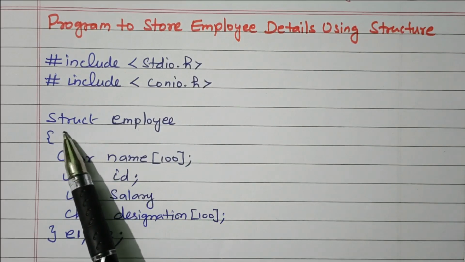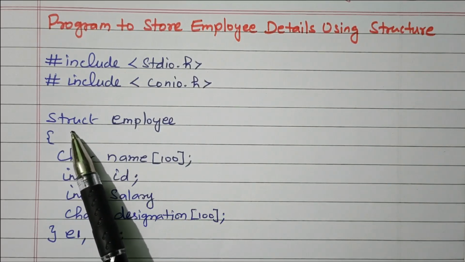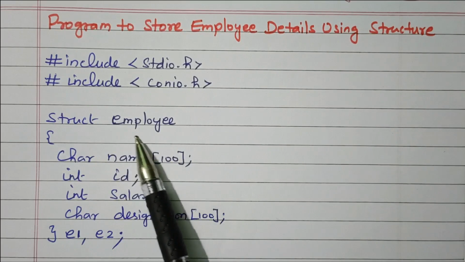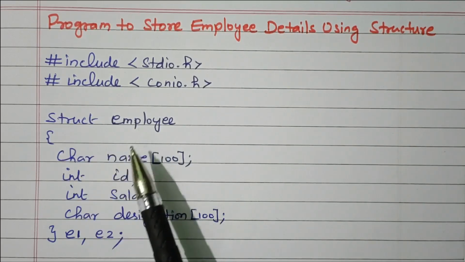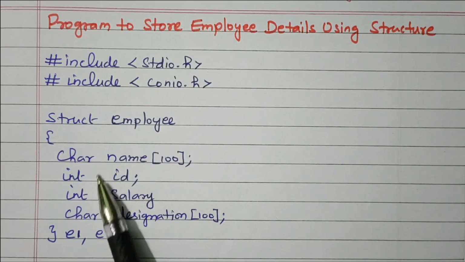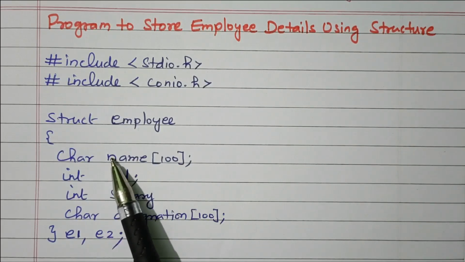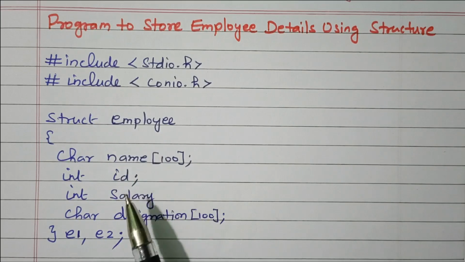struct, this is a keyword, the structure keyword. Then employee is the structure name. So we created the structure with the name employee. Open the brace. Inside we can declare the different types of data that are related to the employees.